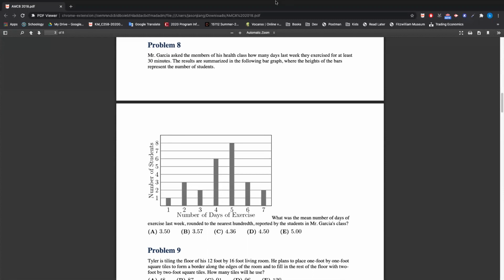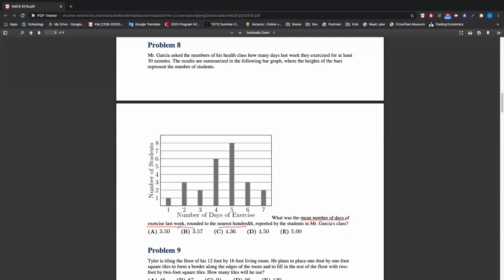Okay, Mr. Garcia is asking members of his health class how many days they exercised for at least 30 minutes. And we have a bar graph that summarizes everything. So we see that the y-axis is the number of students and the x-axis is the number of days of exercise. And we want to find the mean number of days of exercise last week. Always good to know what we're trying to calculate, right? And we're rounding this to the nearest hundredth.